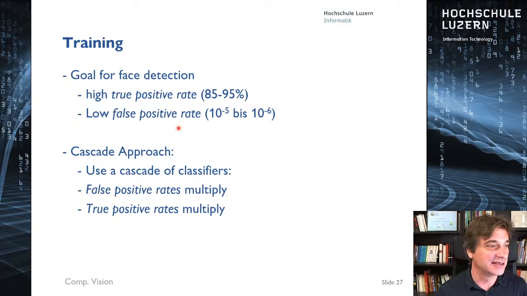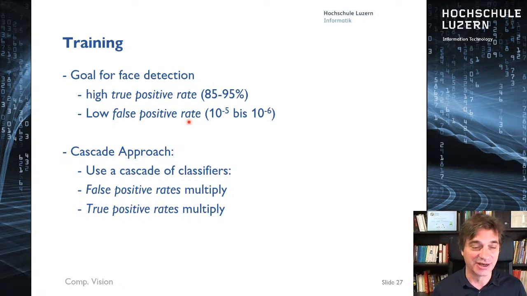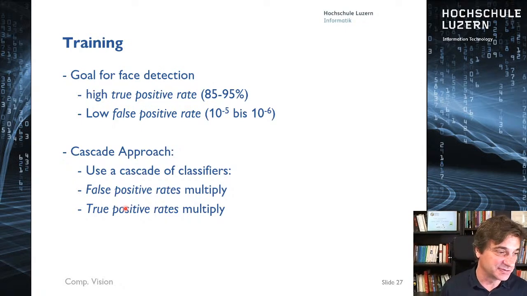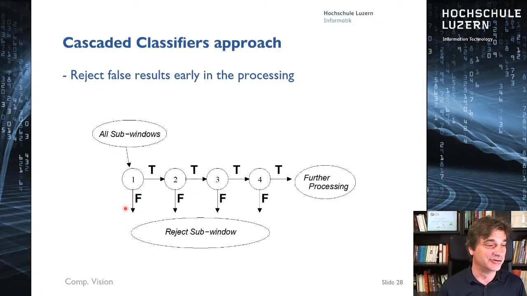So all in all, they wanted to have a high true positive rate of about 90% of really detecting a face when it's actually there. And they want to have a low false positive rate, where they say, okay, there is a face, but it's not actually a face there. And for that, they use the cascade of classifiers, and this has the effect that the false positive rates and the true positive rates in those cascades multiply.